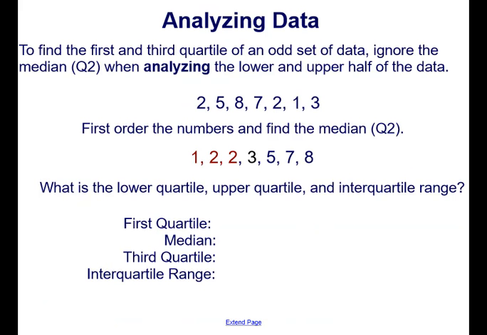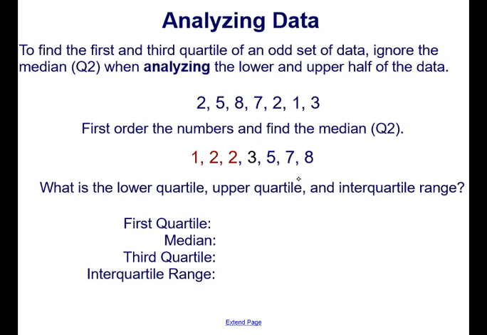So now let's take a look at this set of data. And to find the first and third quartile of an odd set of data, we're going to ignore the median Q2 when analyzing the lower and upper half of the data. So here's our set. We have 2, 5, 8, 7, 2, 1, 3. So first we have to order the numbers from least to greatest and then find the median, which is also known as Q2. So we've done that here.